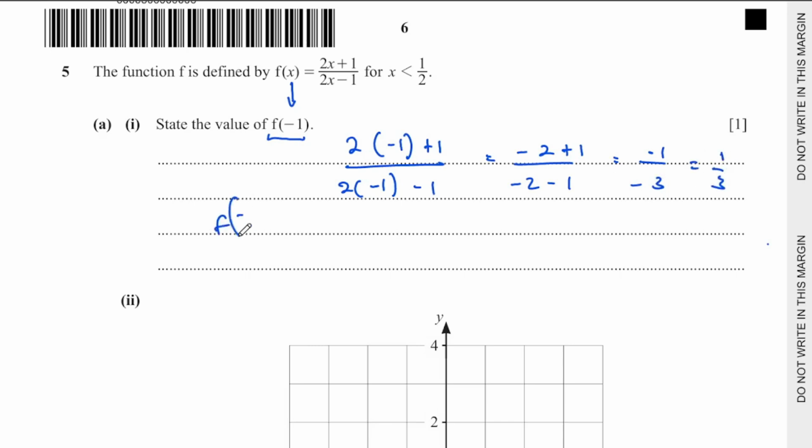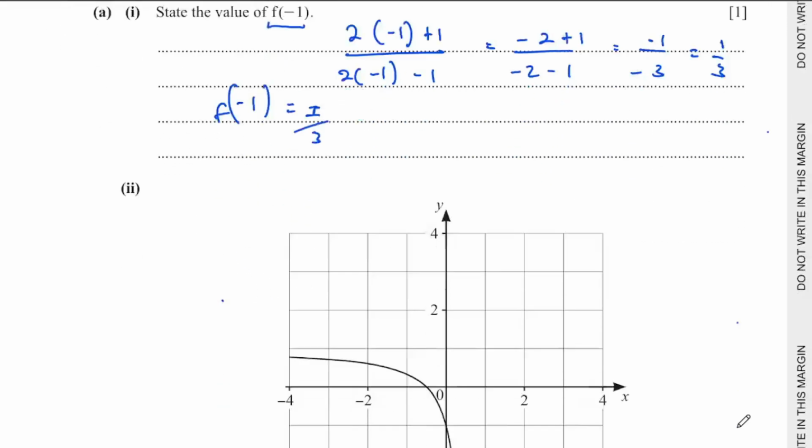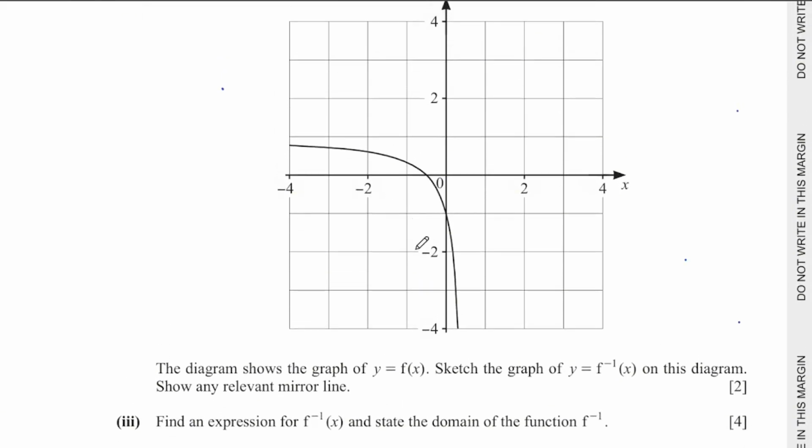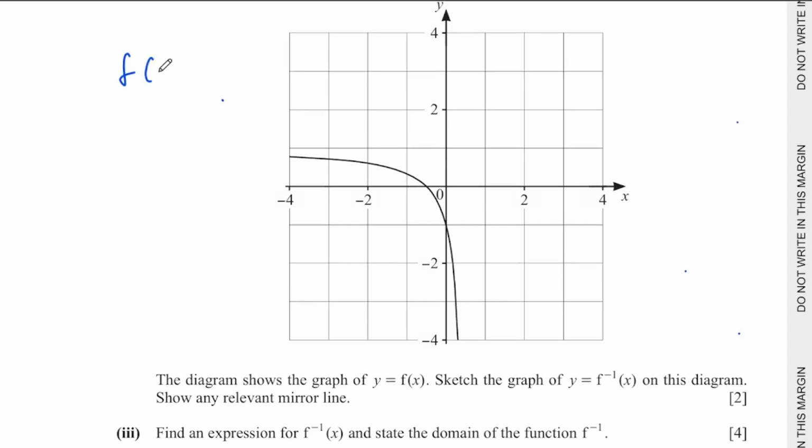So f of negative 1 equals 1 over 3. Okay. So for this next part, the diagram shows the graph of y equals f of x, and we have to sketch the inverse of it, and we need to show any relevant mirror line. If you know f of x and f inverse of x, these are just reflections of each other along the mirror line of y equals x. That's your mirror line that it's a reflection of.